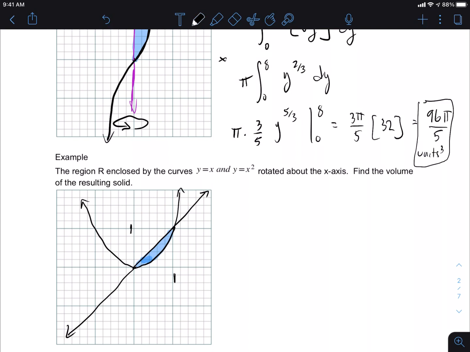And what am I doing with it? Which way am I rotating it? About the x-axis. So I'm going about the x-axis. So this x-axis is the y-axis, right? Is there a gap? Does everyone understand what I mean by there's a gap? In this instance, I don't.